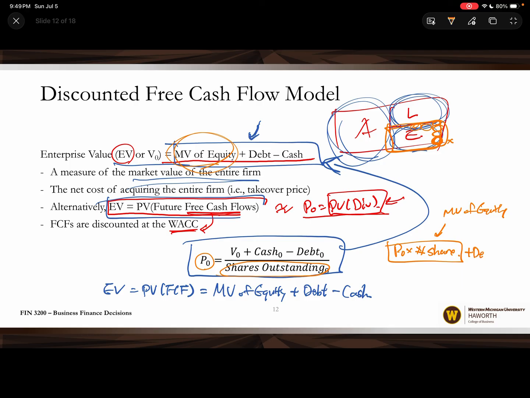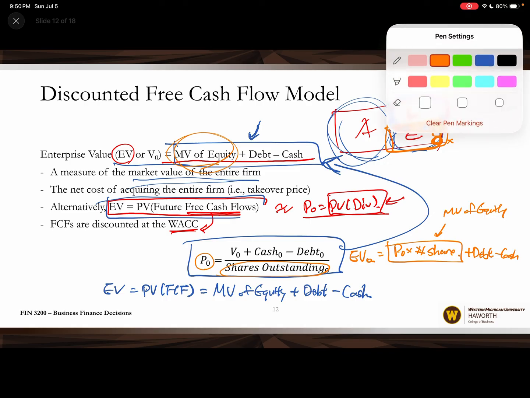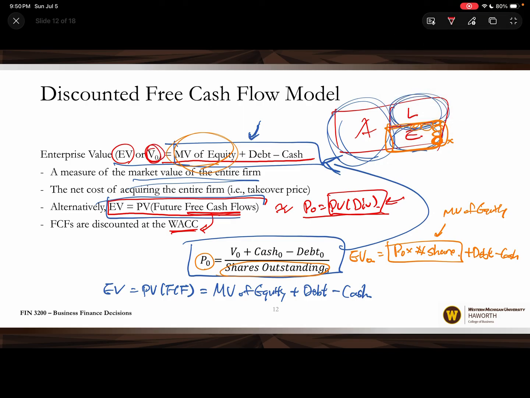plus debt minus cash was EV, right? The notations are a little confusing here. I apologize. But EV here is the same thing as V. I was following some textbook. I should probably fix this. But this is enterprise value.